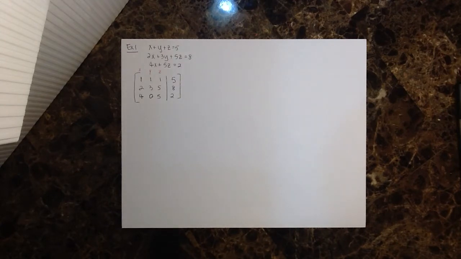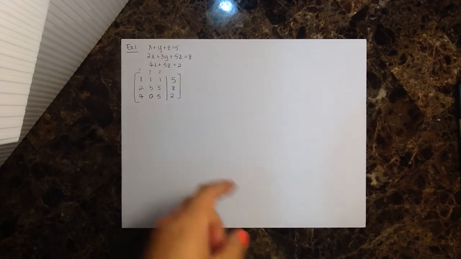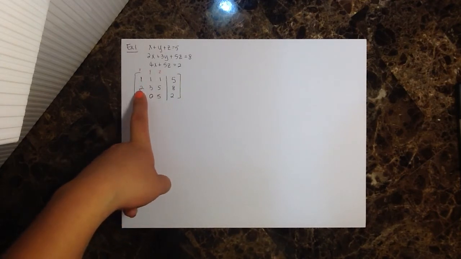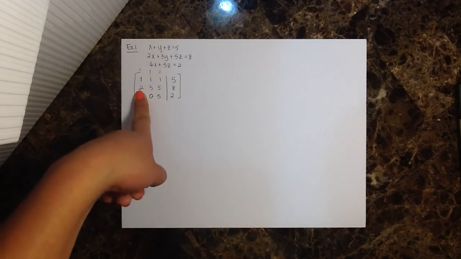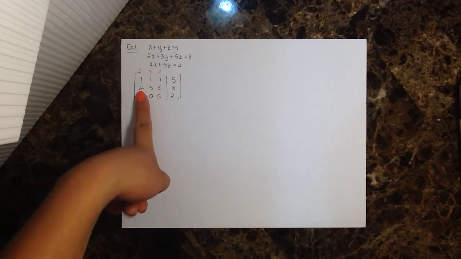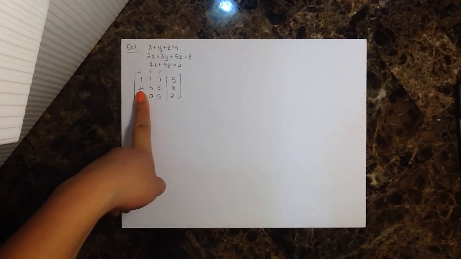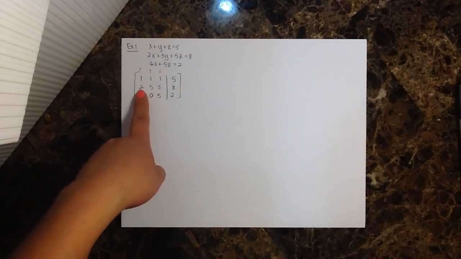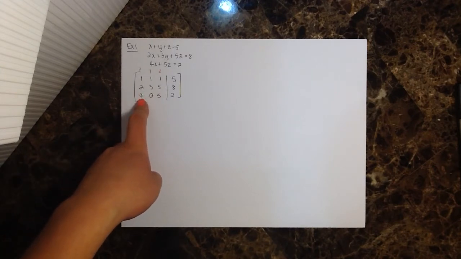So the first rule says that each row of all zeros is below a row without a 0. Since we don't have any zeros here, we can move on to the second rule. The second rule says the leftmost non-zero element in each row is 1. So in the first row it's 1. Okay. Second row, the first non-zero element is a 2. It needs to be a 1. So I have to change this 2 into a 1. And this 4 needs to also be a 1.